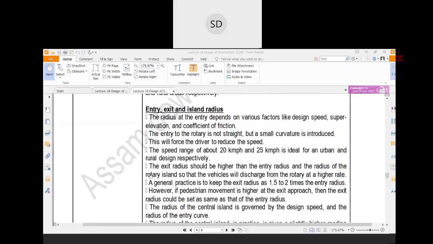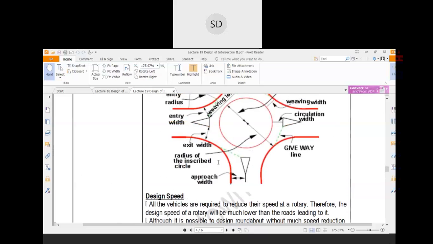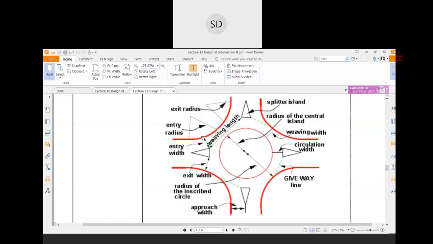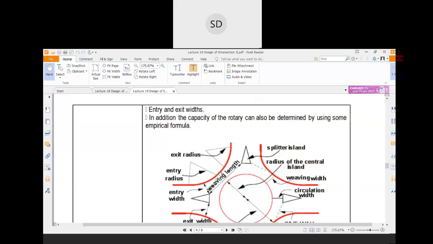Now the exit radius should be higher than the entry radius and the radius of the rotary island, so that the vehicles will discharge from the rotary at a higher rate. The entry radius should be higher than the weaving length, so that vehicles could go at a higher speed when they are exiting the intersection.